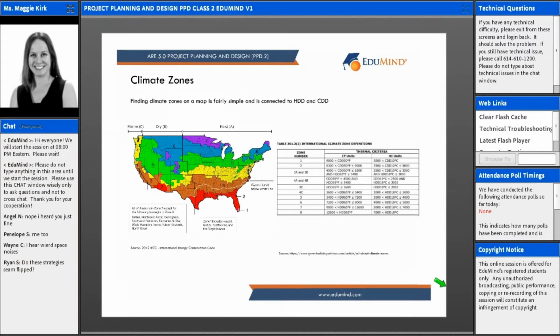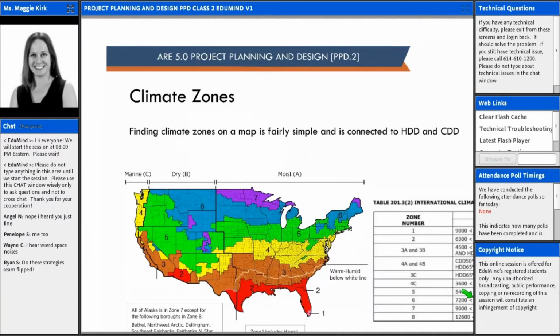So for the next one, it is looking at climate zones. And with climate zones, this is another way of starting to map out these strategies, because there are definitely different strategies that are appropriate for different types of regions. One of the other things you might find in the ARE is being able to locate which cities are in which climate regions.